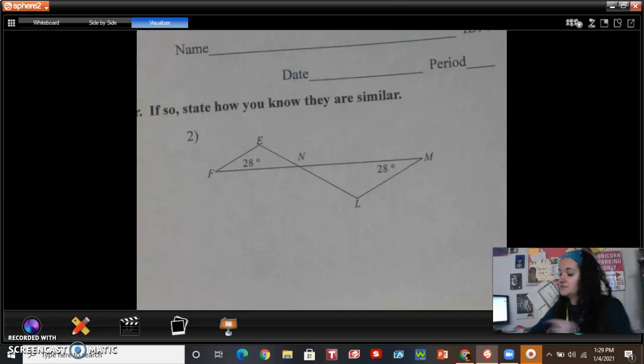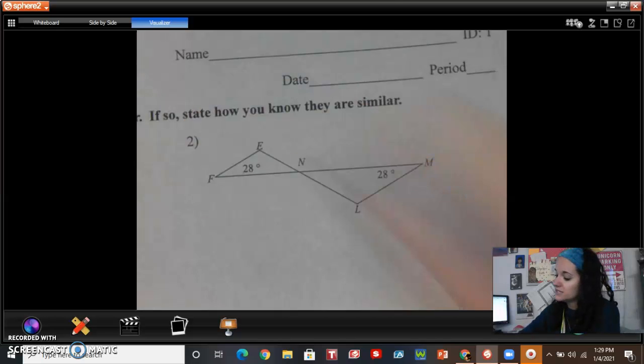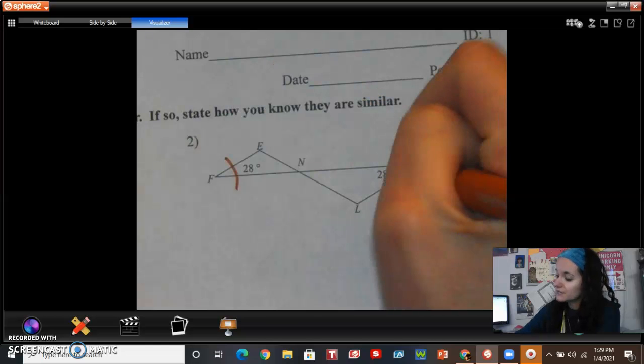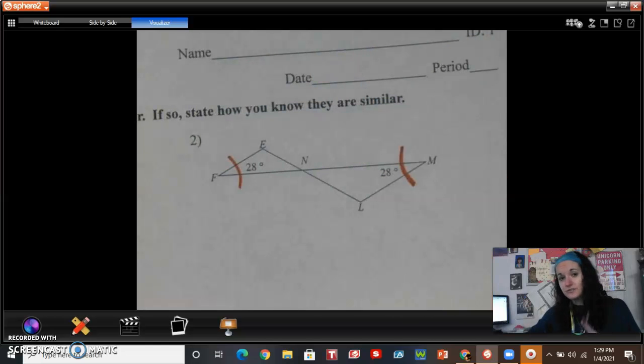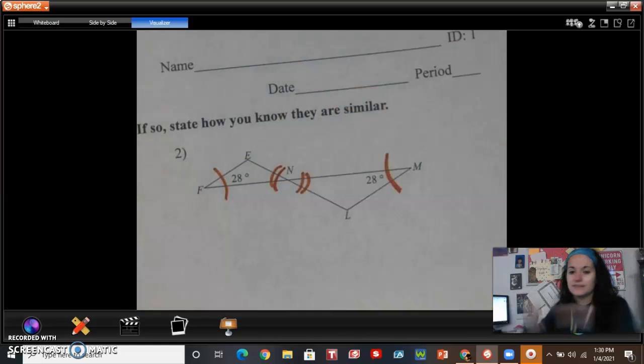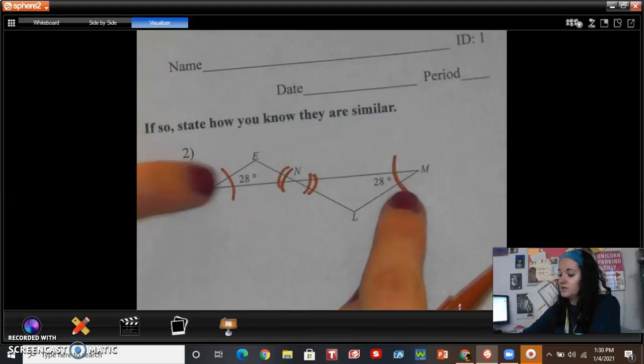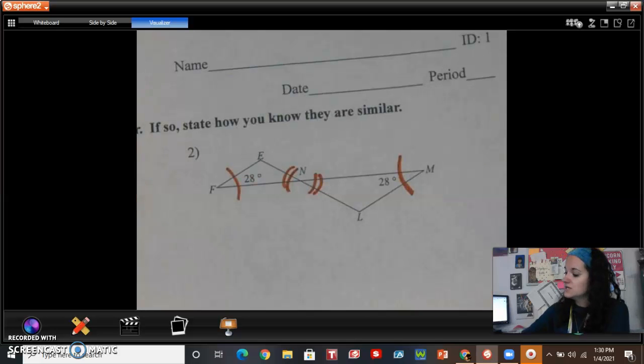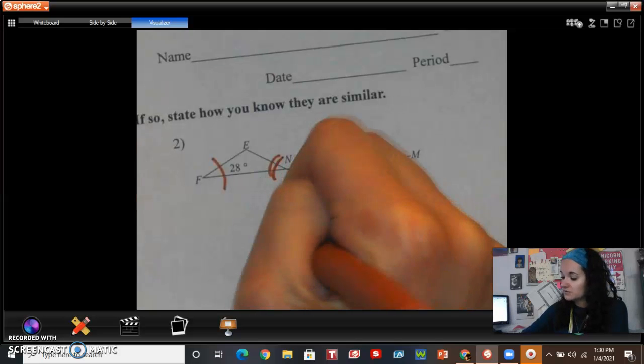Again, the easiest thing on this one is we are given a set. Here we have 2 angles that are 28 degrees, angle F and angle M. Another thing you'll notice is that we have a bow tie. Remember, bow ties are also known as vertical angles, and they're congruent. Remember, congruency of an angle can also be represented by the same number of arcs. So we have 2 sets of congruent angles. That's all we need to know, so we are similar by angle-angle.